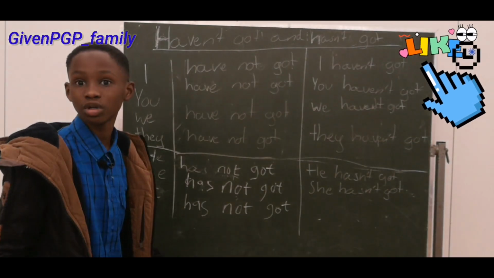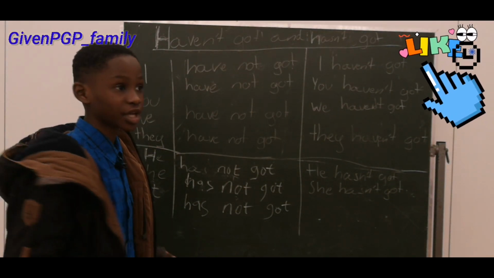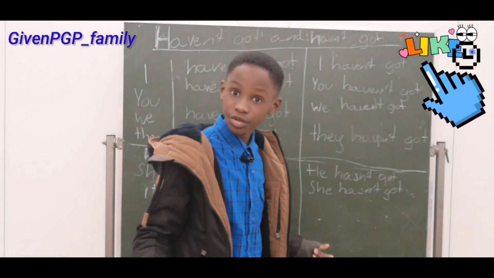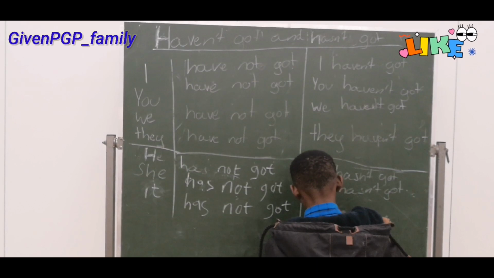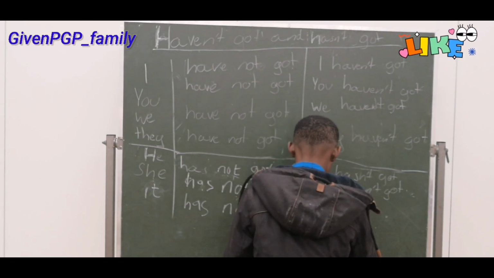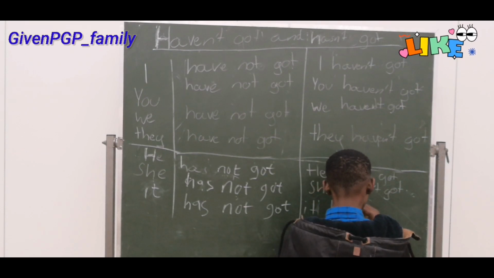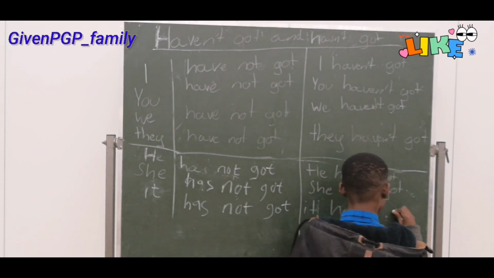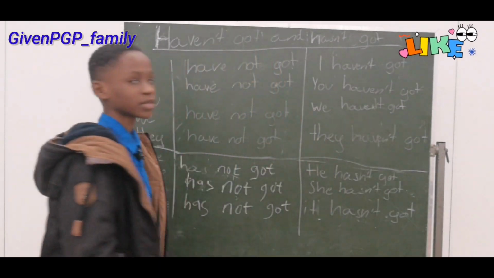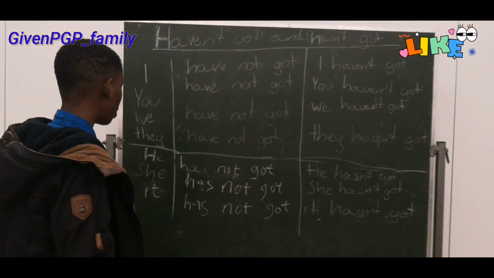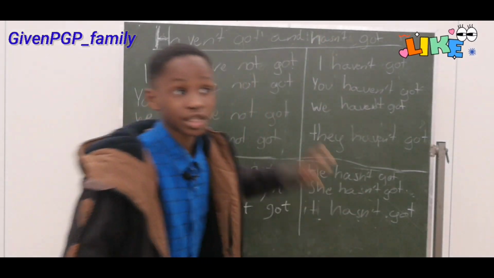Then it hasn't got. So like an animal, it hasn't got food. It hasn't got water to drink. It hasn't got. So that was everything for hasn't got and haven't got.